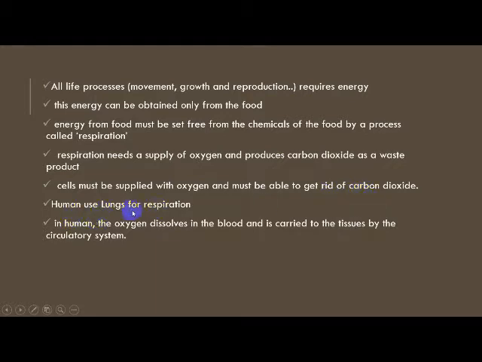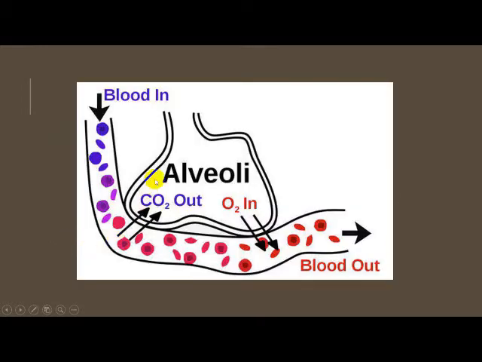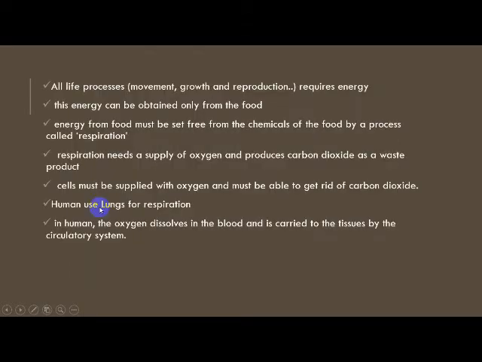In humans, respiration starts from the lungs, and in humans this oxygen is dissolved in the blood and carried to the tissues by the circulatory system. As I told you before, the oxygen is mixed into the blood, which carries it to the tissues, and inside the tissues cellular respiration, or the process of releasing energy, happens, and carbon dioxide is produced as the waste product, and the cell has to get rid of it. That's why we are exhaling it.